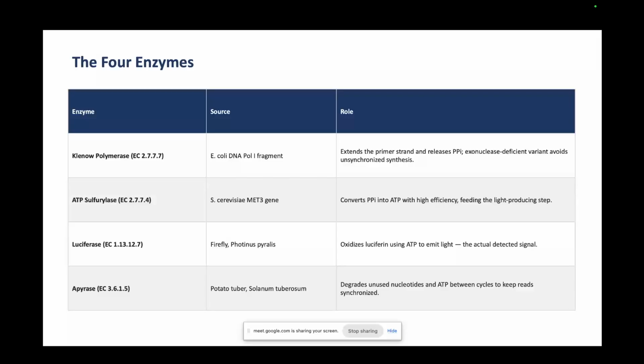A little bit more information on the enzymes particularly used and where these enzymes come from. The polymerase is just a special type of polymerase known as Klenow polymerase. It comes from the E. coli DNA polymerase 1 fragment. ATP sulfurylase is basically coming from yeast. The luciferase is a very specific enzyme found in fireflies, which emit light. And apyrase is generally coming from a potato tuber and other organisms. So all of these are not human enzymes, just to keep in mind.